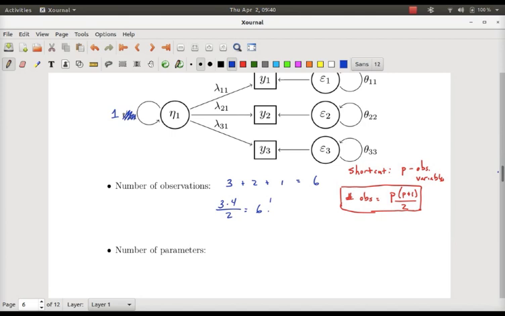Again, remember, what are you doing? You're counting the variances as well as the covariances between each of the items. What about parameters? Well, we have our 3 loadings, and we have our 3 residual variances. So we have 6 parameters.